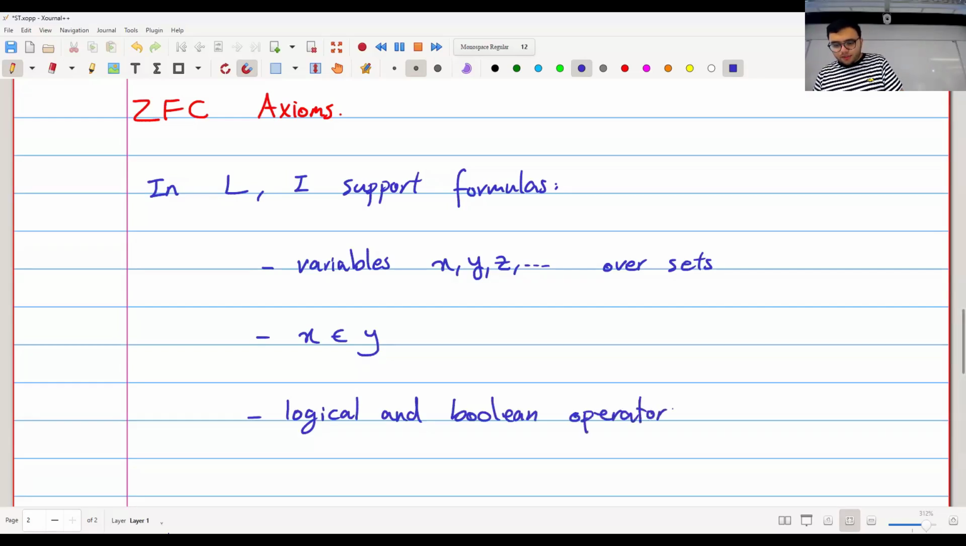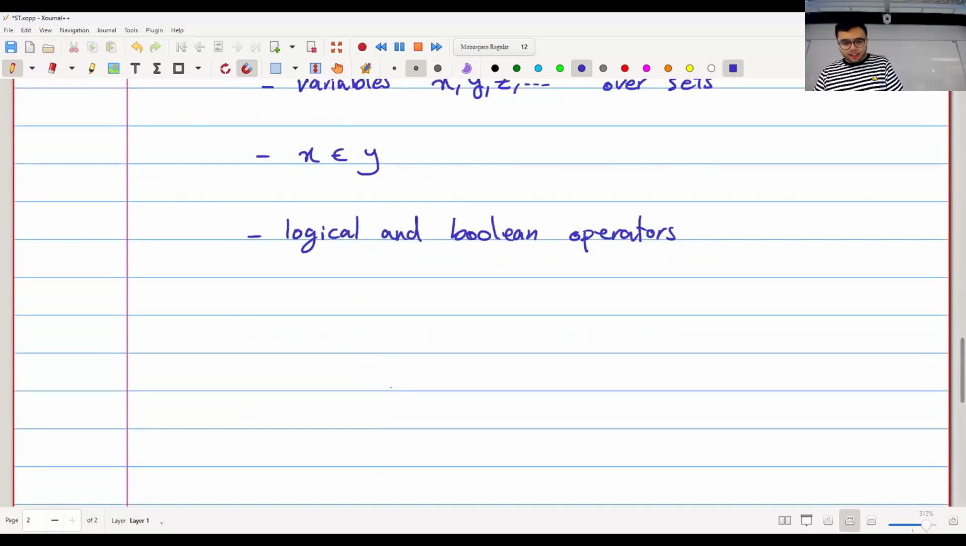So these are things that we've seen at the very beginning of this course. So I have things like and, or, not, implication, if and only if, and so on. But we've seen that we don't really need all of them. It's enough to have, let's say, only and not, right? Because if I have and not, I can write all of the rest of them based on this, right?